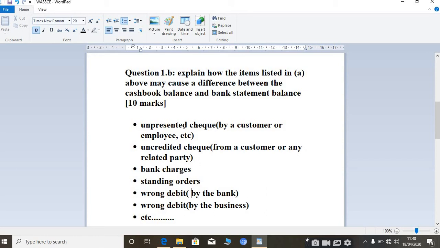Okay, so you give the explanation like what I've given to you, then you show how it will bring about differences so that you can get the maximum score. Okay, don't forget to do that.